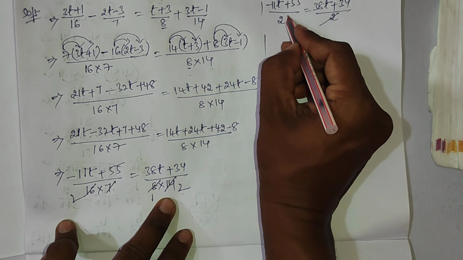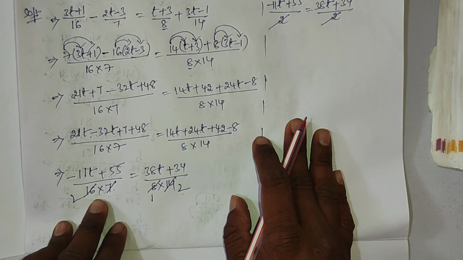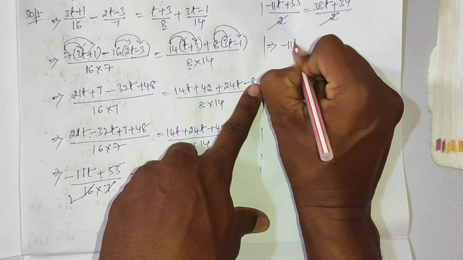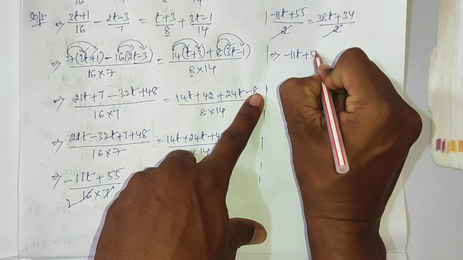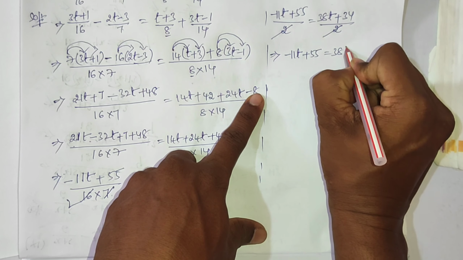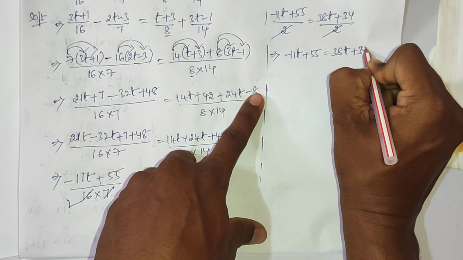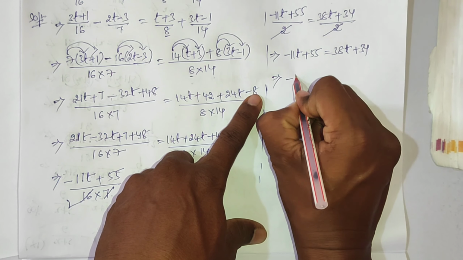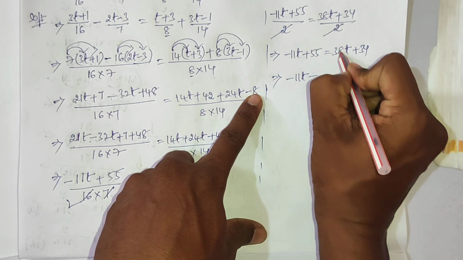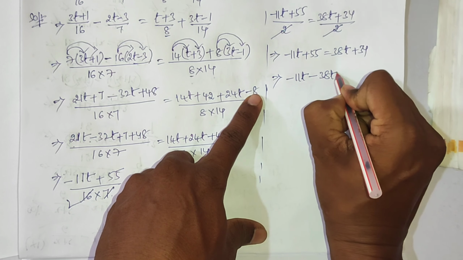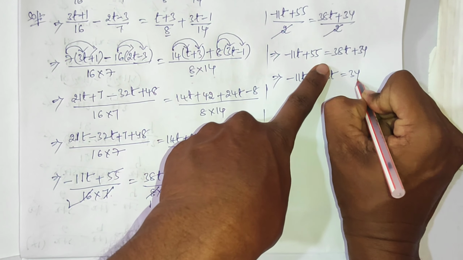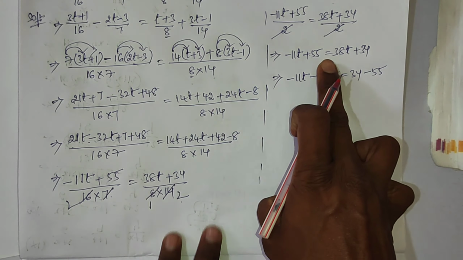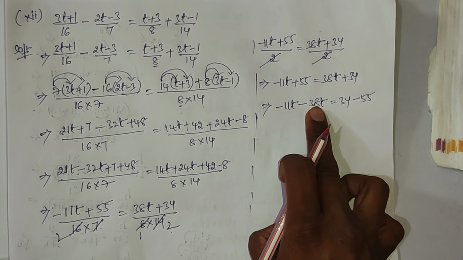Okay. Again, two equal terms, 2, 2 will be cancelled. So we have only numerator terms. What is there? Minus 11t plus 55 is equal to 38t plus 34. This implies now separate the variables and constants. Minus 11t minus 38t is equal to 34. Transpose the plus, it becomes minus 55. Clear? Transposing the variables and the constants here.